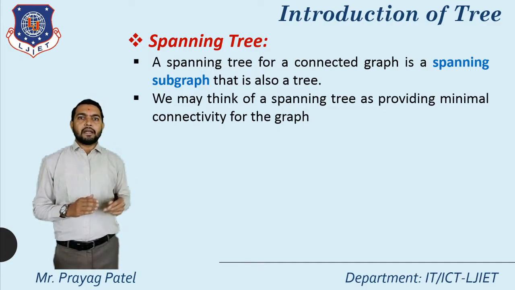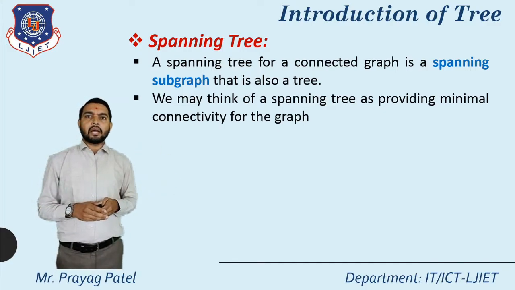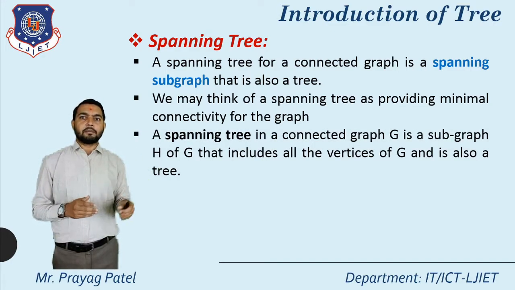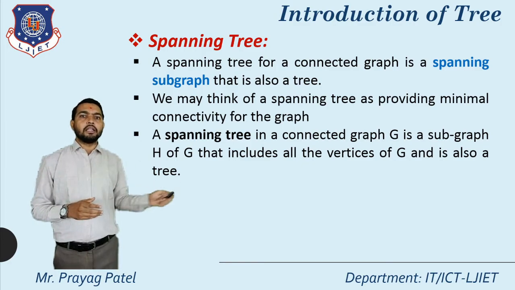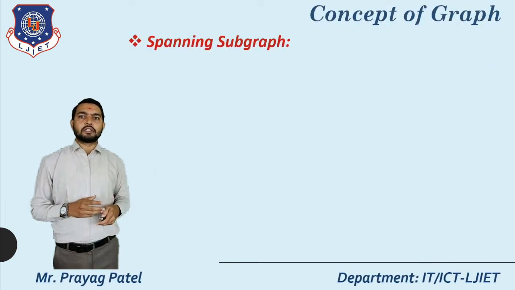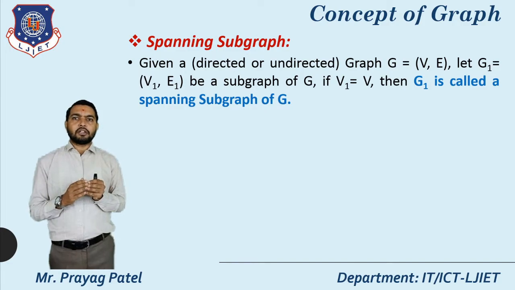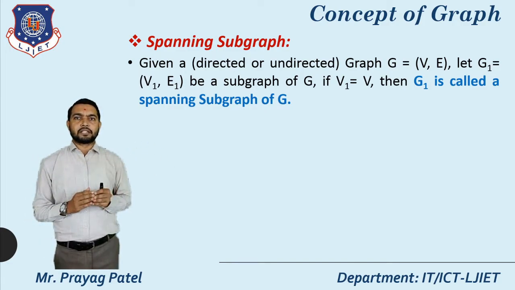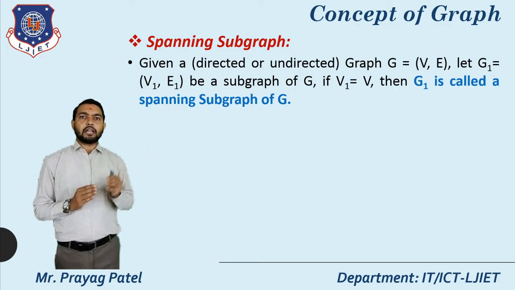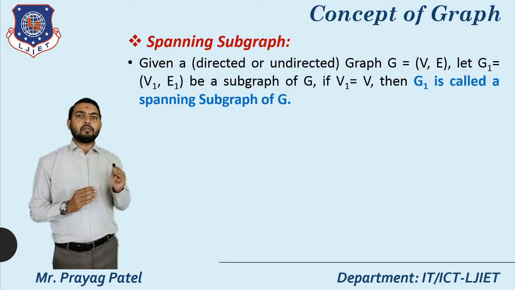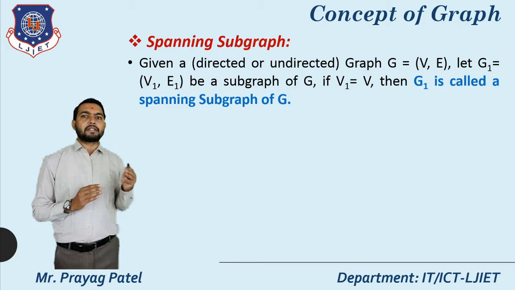We may think of this spanning tree as providing minimum connectivity of the graph. So a spanning tree of a connected graph G is a subgraph H of G that includes all the vertices of G and is also a tree. For understanding the spanning tree, first you require knowledge about the spanning subgraph. The definition of a spanning subgraph: given a directed or undirected graph G equal to (V, E), let G1 equal to (V1, E1) be a subgraph of G. If V1 equal to V, then G1 is called the spanning subgraph of G.